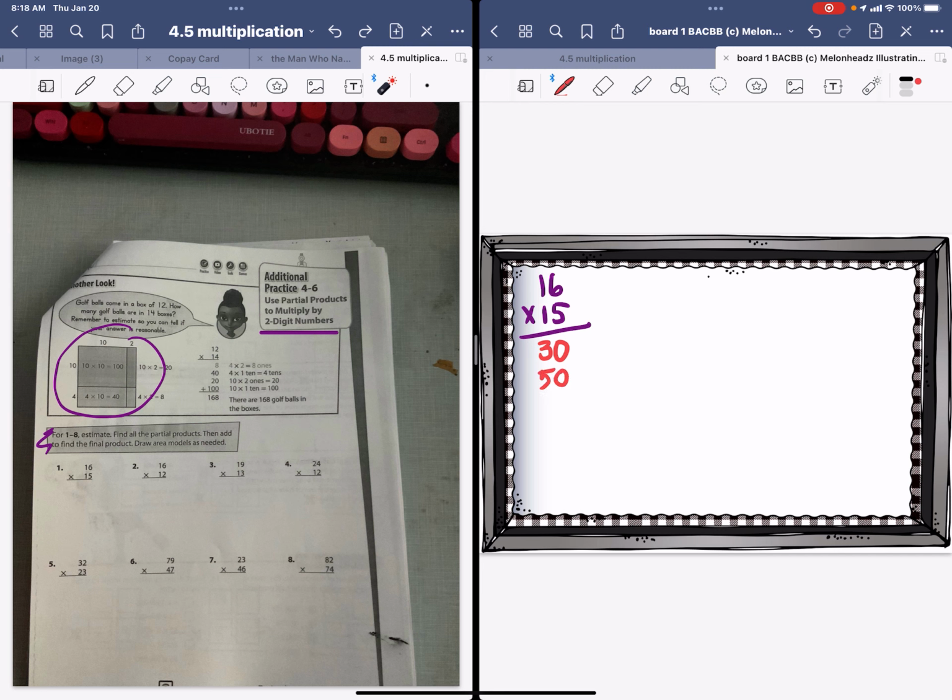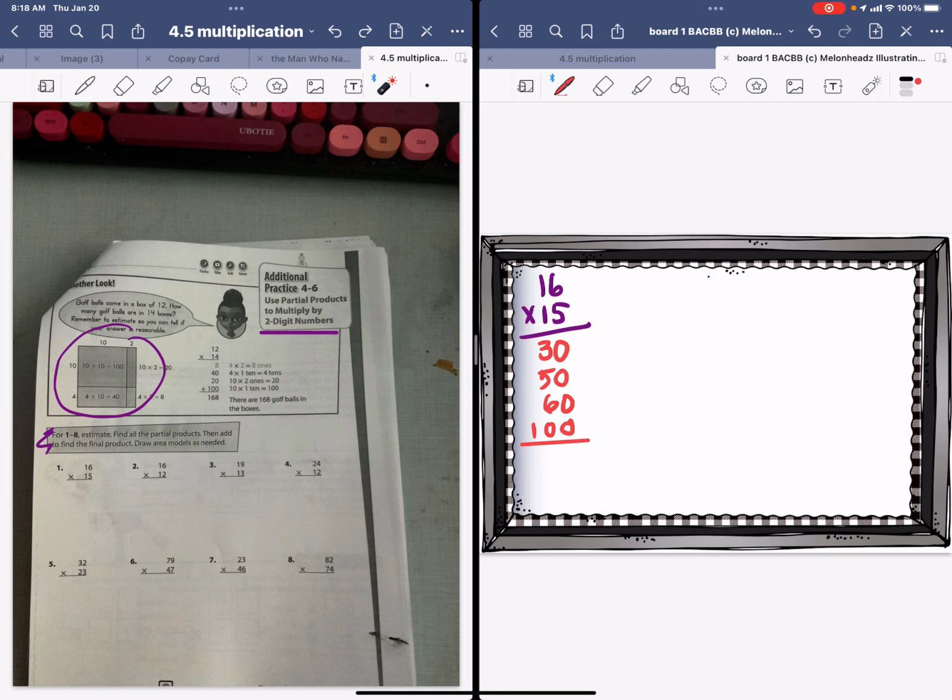All right. The next step is I'm going to multiply 10 times 6 ones. And I know that this is 6 ones because it's in the ones place. So 10 times 6 is 60. And then I'm going to multiply 10 times 10. 10 times 10 is 100. So again, these are all partial products.